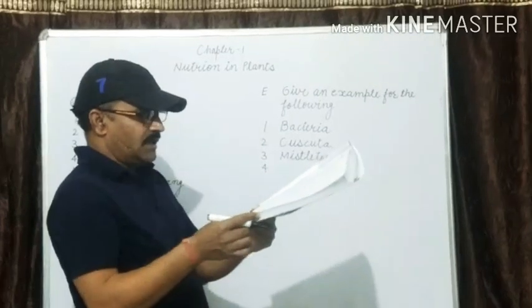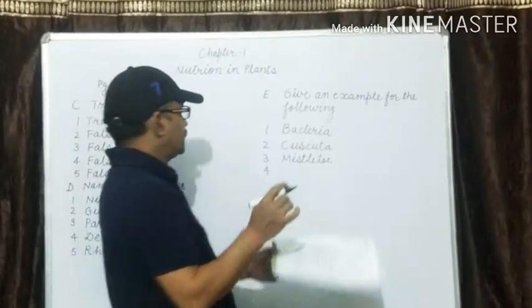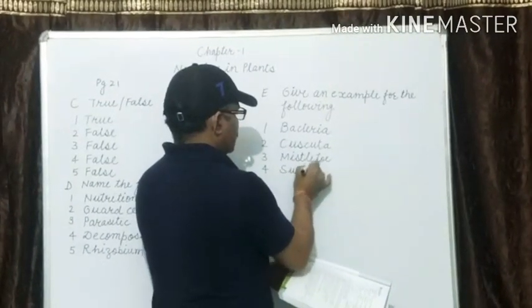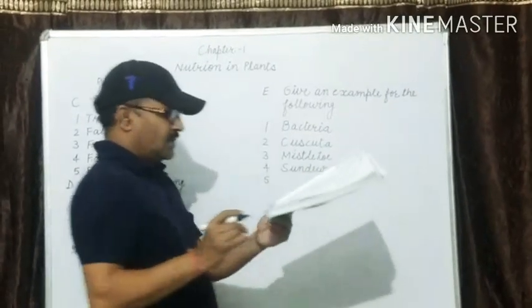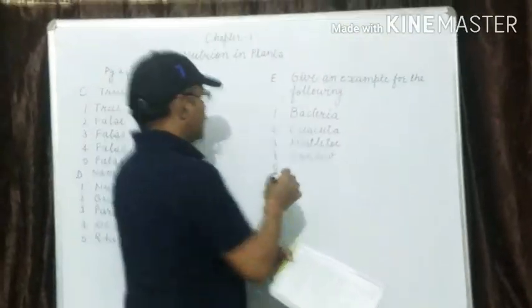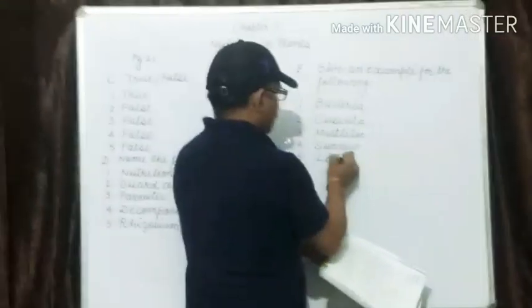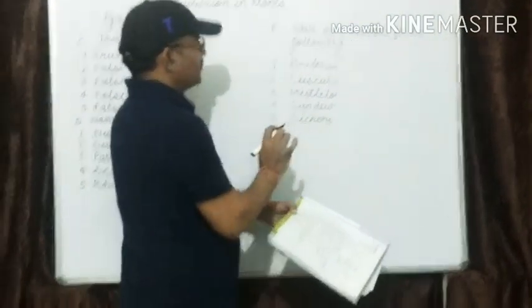Next, an organism that has tentacles is known as sundew. Fifth, a symbiotic relationship is known as lichens. Now this completes the exercise.